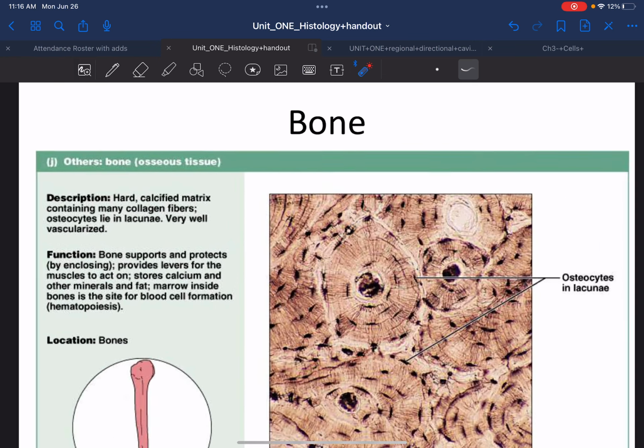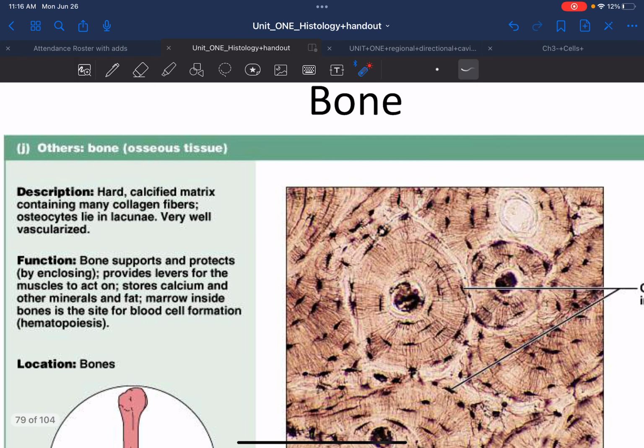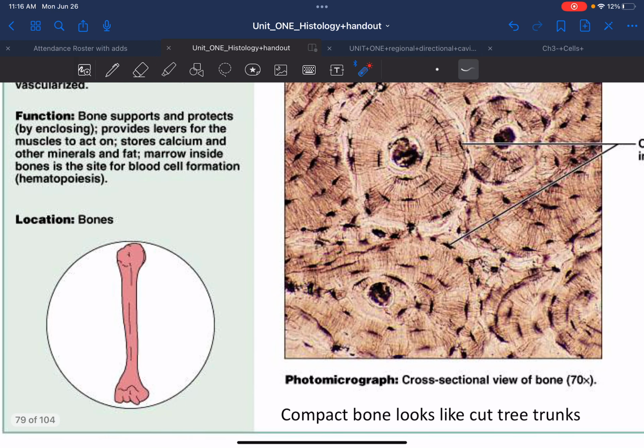And I believe this is our last tissue. And this one you already know, bone. A lot of these properties you're already going to sort of understand. So where do we find bone connective tissue? Pretty easy, right? In the bones. You're just looking at a bone, the whole bone for now.